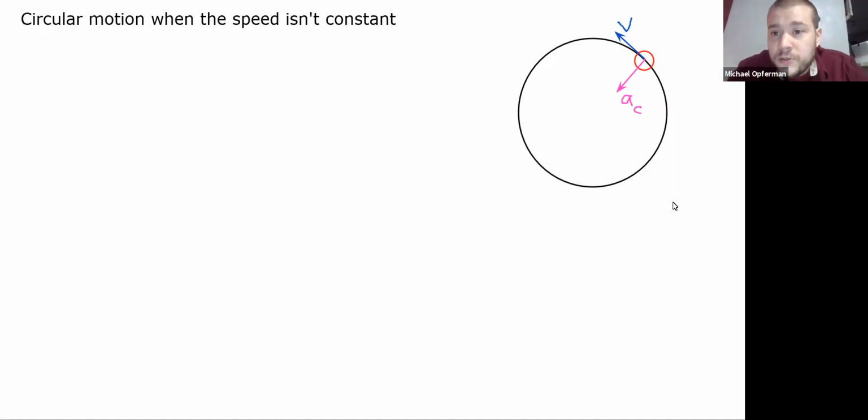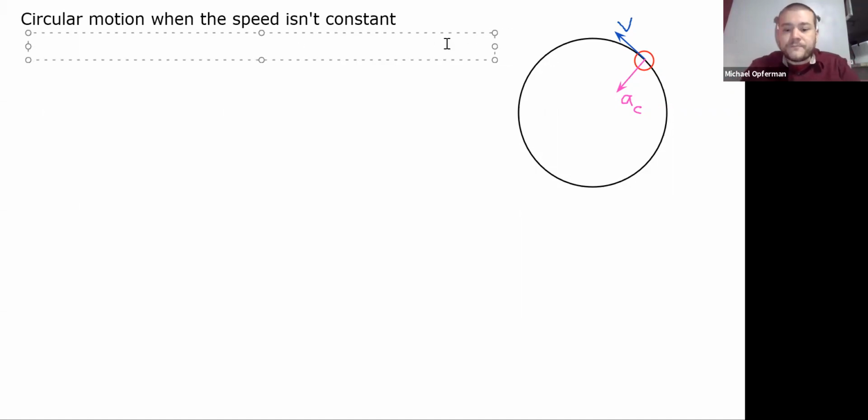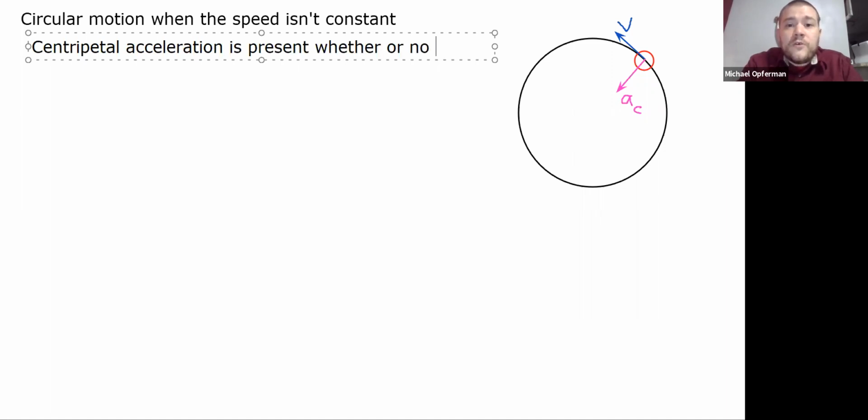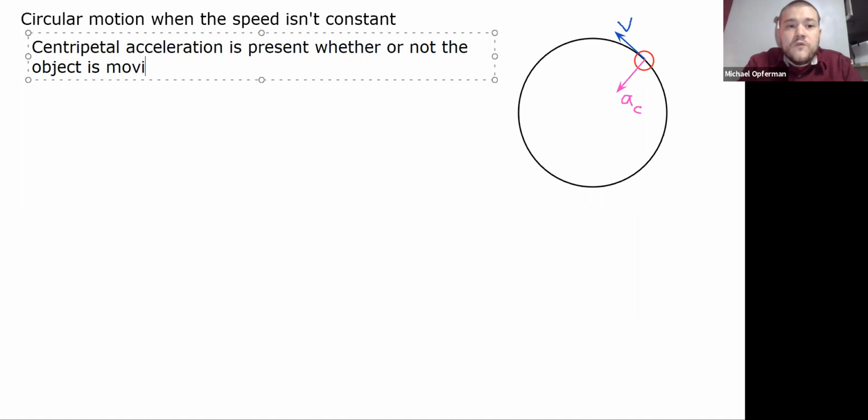So I've drawn a picture in the top right corner of the slide where an object is moving counterclockwise in a circle. Its velocity vector is, of course, tangent to that circle, and it has a centripetal acceleration towards the center of the circle. That we already know. That is true regardless of whether the object is moving at constant speed or not. So one thing I want to say right off the top here: centripetal acceleration is present whether or not the object is moving at constant speed. The centripetal acceleration is there regardless.